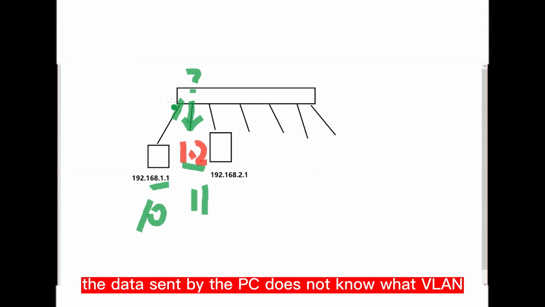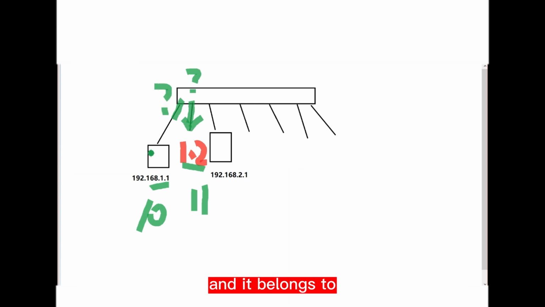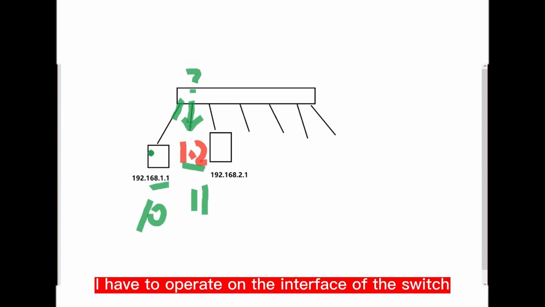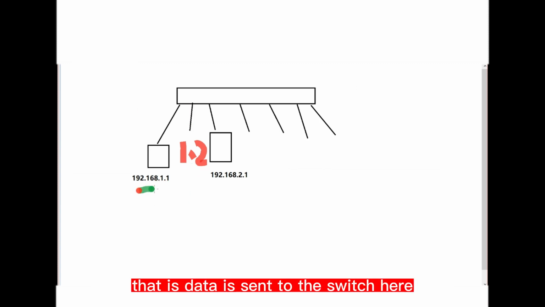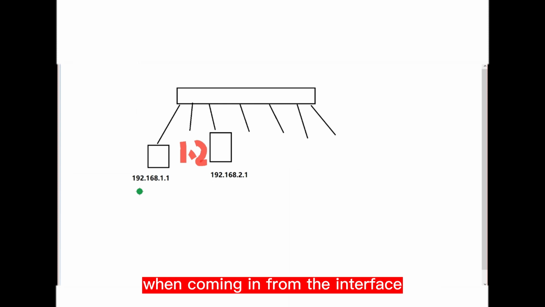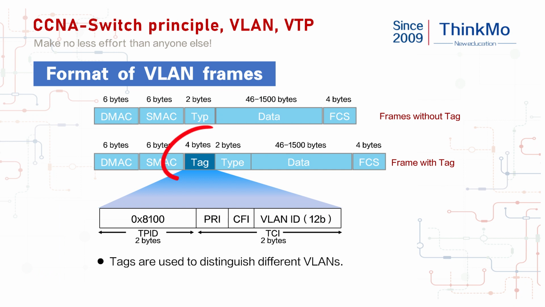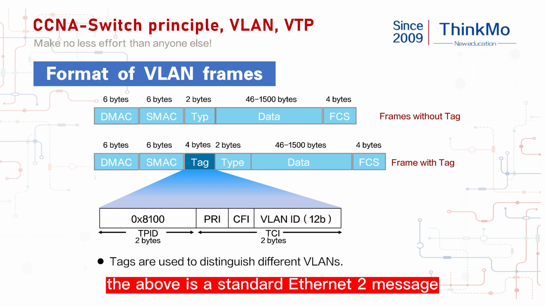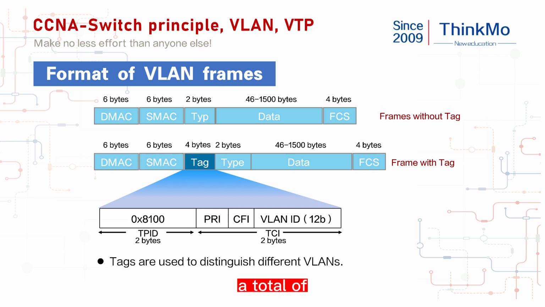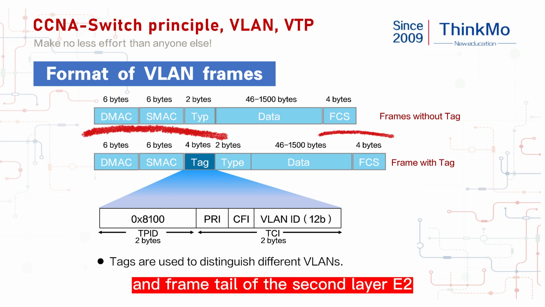The data sent by the PC does not know what VLAN it belongs to. I have to operate on the interface of the switch. That is, when data is sent to the switch and comes in from the interface, we want to add a tag to this data. It is a field. The above is a standard Ethernet II message, a total of 18 bytes. This part is the frame header and frame tail of the second layer Ethernet II.